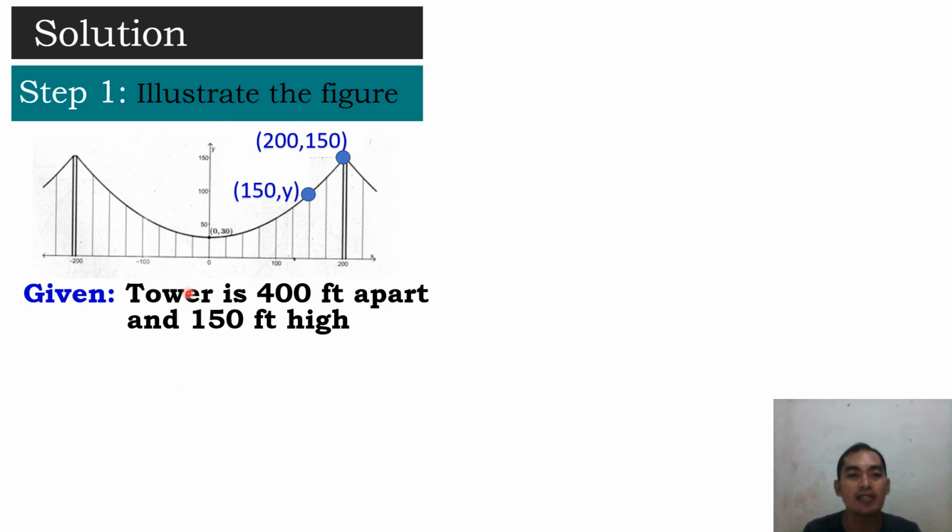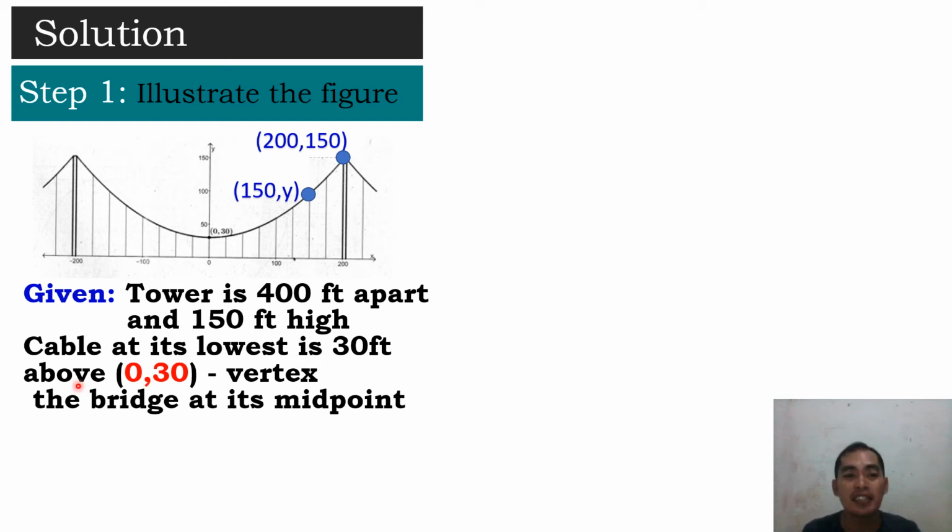Now, take note of the given: the towers are 400 feet apart, meaning from tower 1 to tower 2, that's 400 feet. And the height of the tower is 100 feet. 100 feet itong isang tower, 100 feet din itong isang tower. Then take note that the cable at its lowest is 30 feet above, meaning that's the vertex. (0, 30) is the vertex.